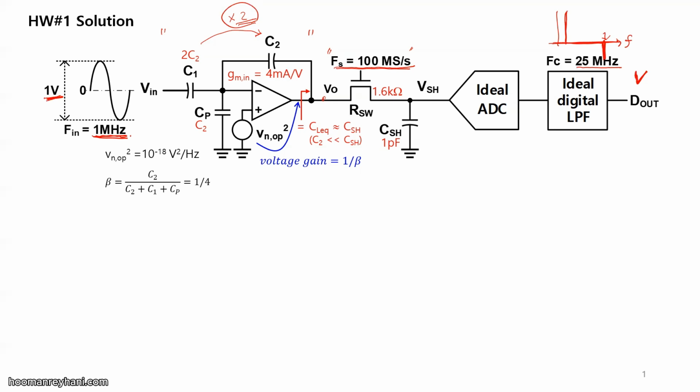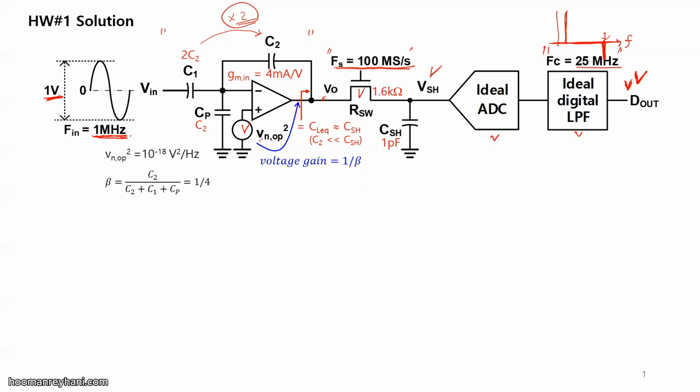Okay, then the problem will be calculating the thermal noise given here and here, right, at this point? Because ideal ADC is given, and ideal low-pass filter is given, the noise will just go through it. But of course, it will experience 25 megahertz cutoff, right? So the task is to find the noise power spectral density at this point. That will be the most important problem. Okay, how can we calculate that?